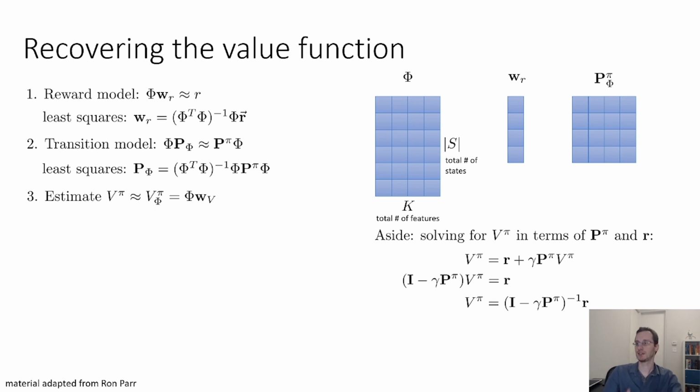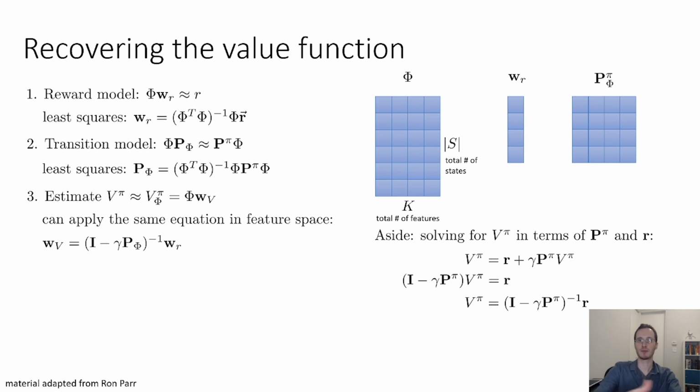So in the model-based case, we can do the same exact thing, but in feature space. We can apply the same equation in feature space and say that WV is equal to I minus gamma P phi inverse times WR. Same exact logic holds. So that gives us an equation for WV.